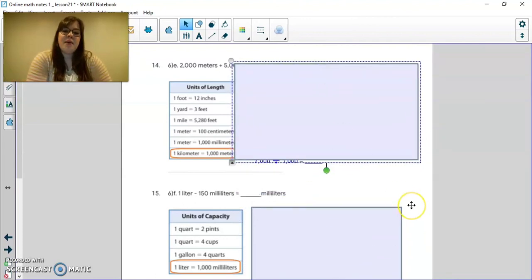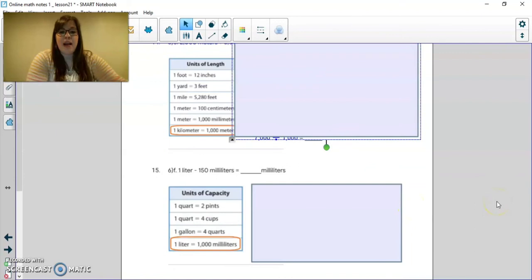For the next problem, we have 1 liter minus 150 milliliters is how many milliliters?